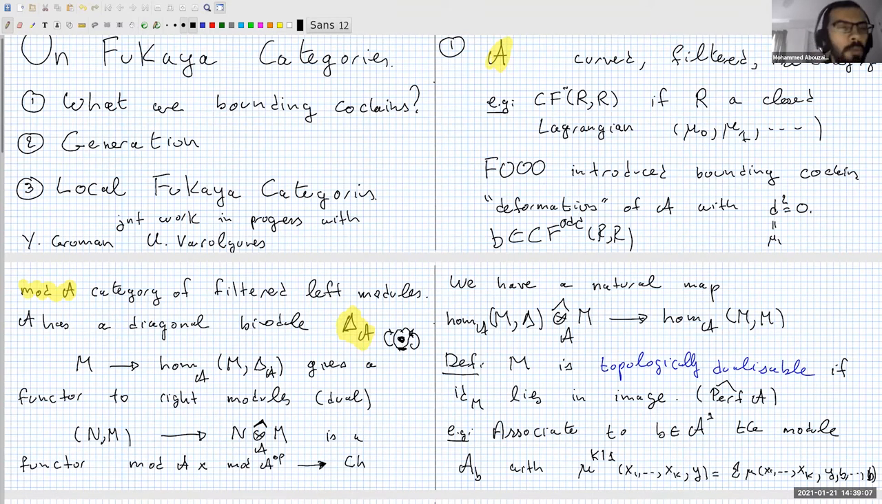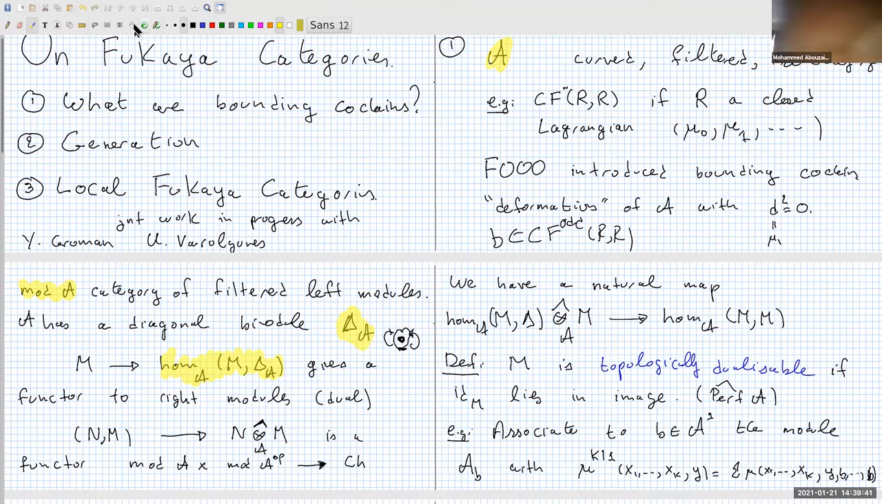Okay, so now to introduce this notion, this thing that's supposed to explain what bounding cochains are, I need to talk about duality. So we have left modules, but there are also right modules, which are exactly the same notion, except you act on the right instead of acting on the left. And there is a duality between these two categories. And this duality is simply realized by taking morphisms from your left module to the diagonal bimodule.